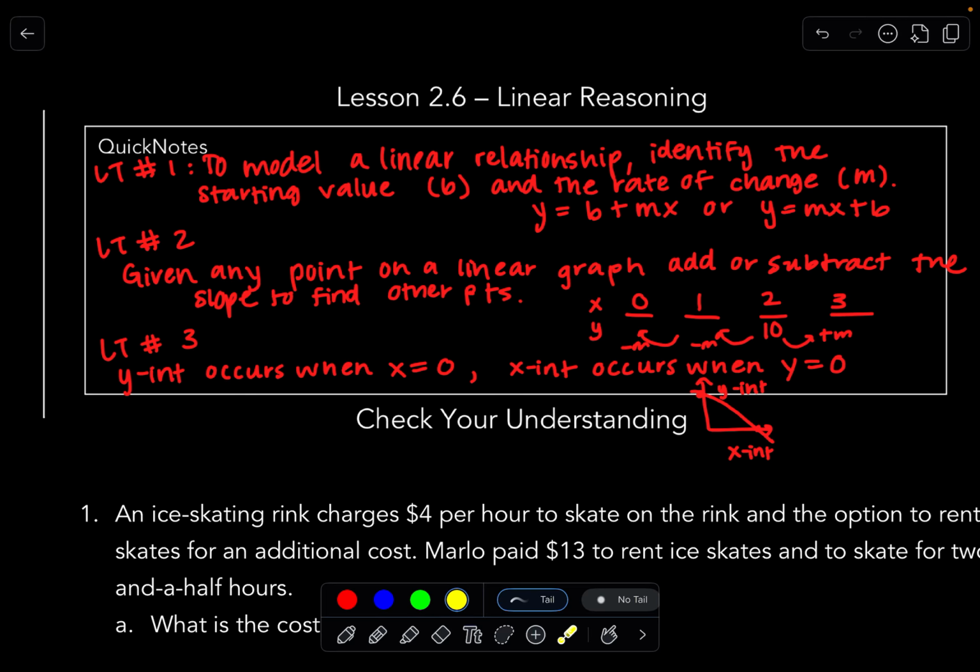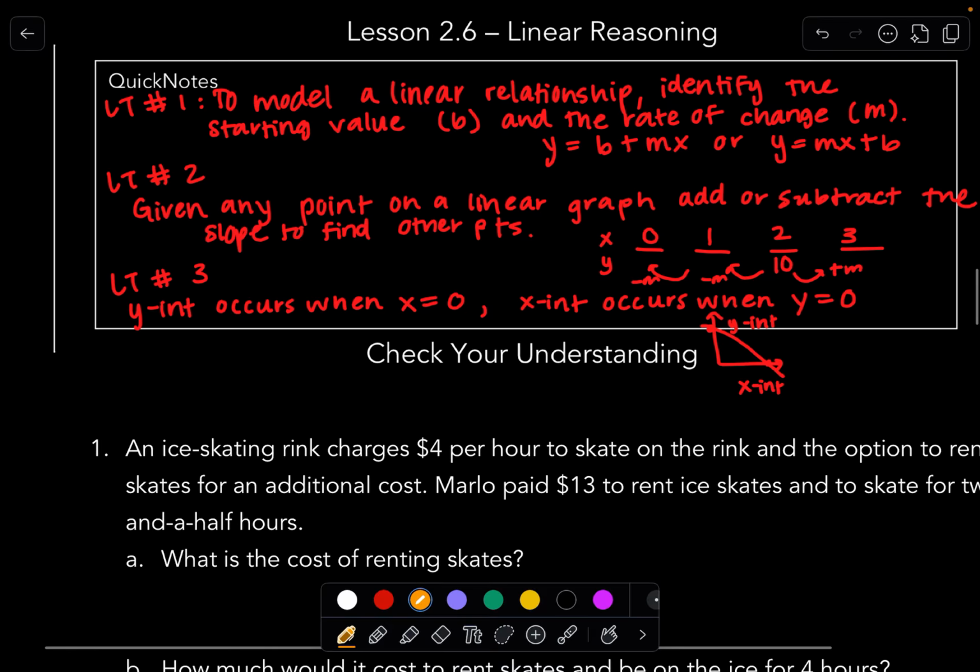And then when you get done with that, start working on the check your understanding. Pause this video so you can try the check your understanding, and then you can come back and watch the rest of this to see if you got it right. All right, so I'll pause here for a second and then continue on.